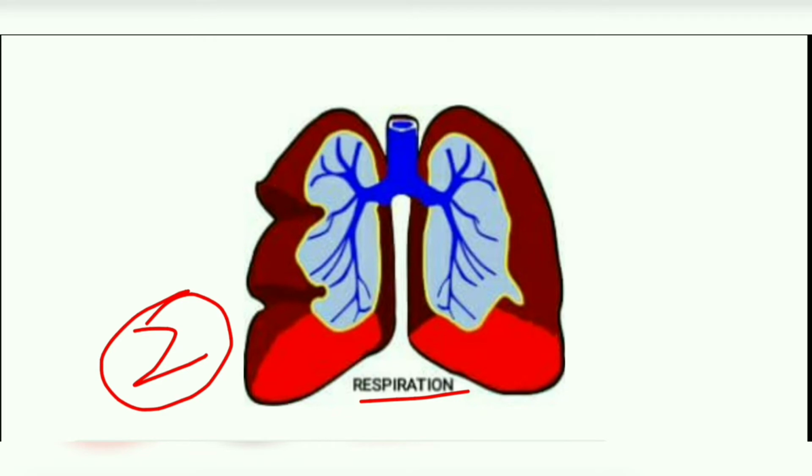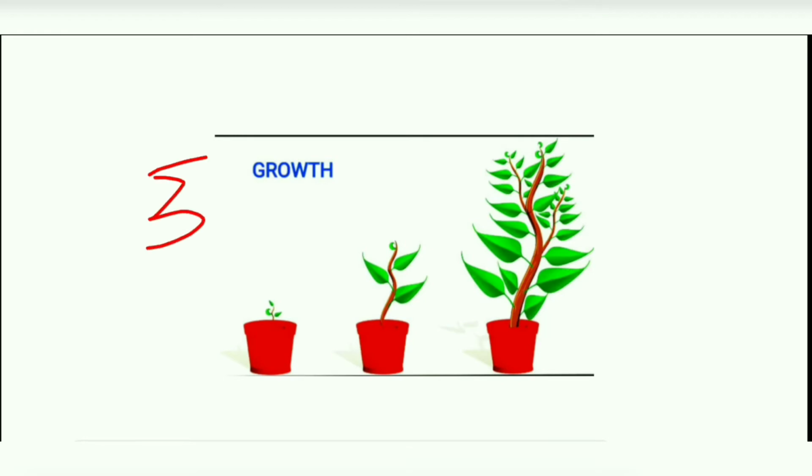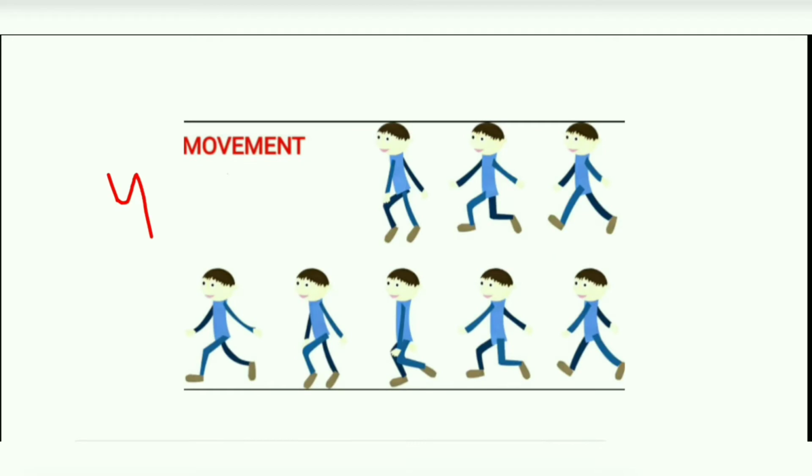Why do we need to respire? Why does the nutrient need to be broken down? This nutrient needs to be broken down because we want to grow. And so growth is the third life process. If you want to move, if you want to walk, you need the nutrient, and so movement is required. And so movement is the fourth life process.